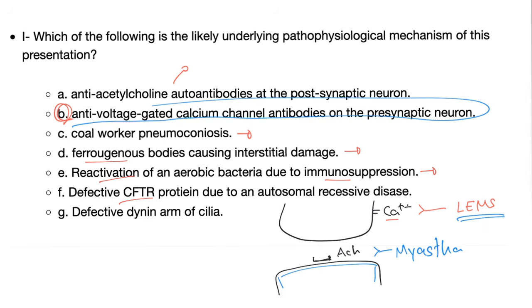Defective CFTR? This is cystic fibrosis. No. Yes, cystic fibrosis can happen in a 35-year-old male. Okay, it's a chronic problem and they are treated well these days, but it's not going to have ptosis, it's not going to have diplopia, it's not going to have proximal muscle weakness, and cystic fibrosis does not have a restrictive pattern. It has an obstructive pattern due to bronchiectasis. Defective dynein arm from the cilia, this is Kartagener syndrome. And it's not going to lead to dyspnea, diplopia, ptosis, proximal muscle weakness and dry mouth. It's not going to lead to any of these. It's going to only lead to infertility.